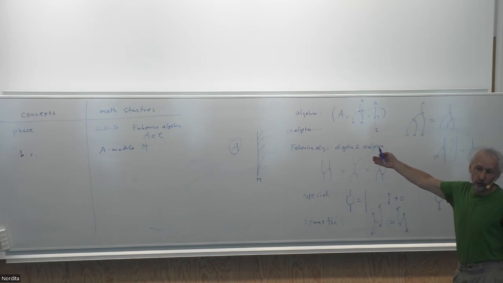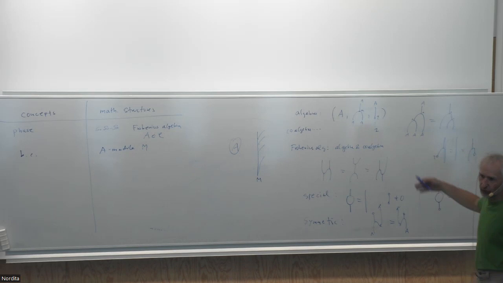Modules you define analogously as modules over an ordinary algebra. So it's an object together with an action which is compatible with multiplication and unit. Well, these are the labels for the top dimensional regions of my stratified manifold.